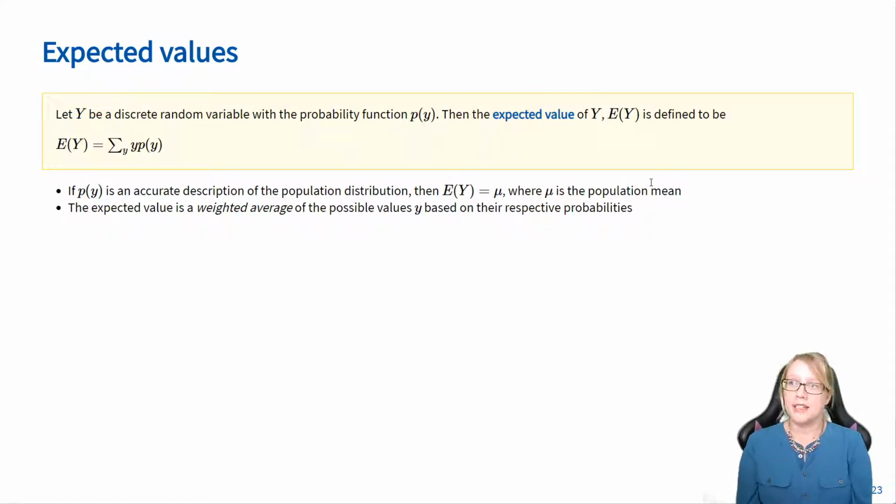If p of y is an accurate description of the population distribution, then the expected value can also be called mu, which we typically will use to represent the population mean. Think of this expected value essentially like a weighted average. The values over the long run with higher probability will occur more frequently. So we're weighting the possible y's based on their respective probabilities within the sum.